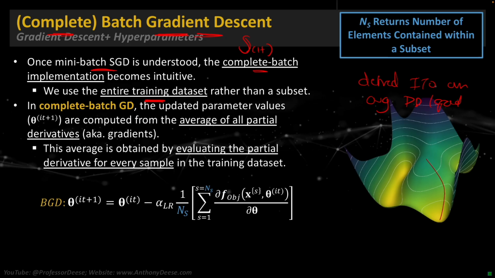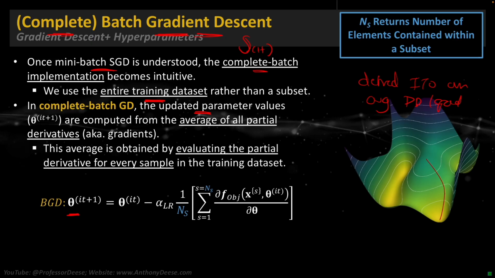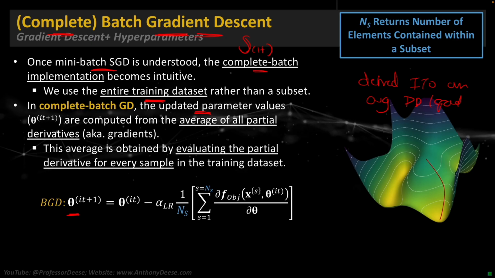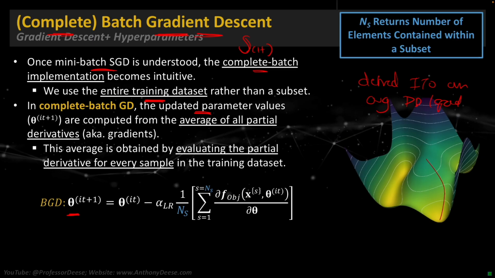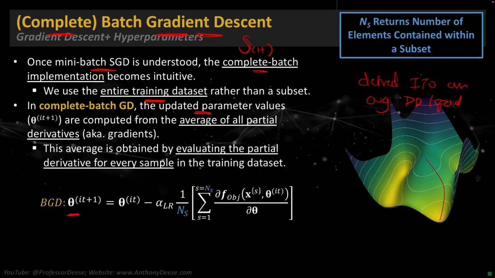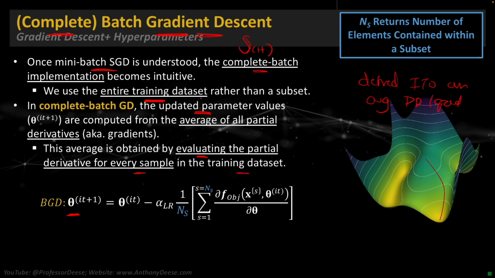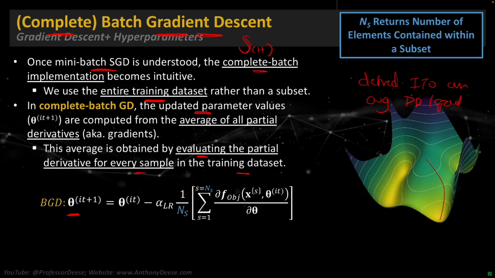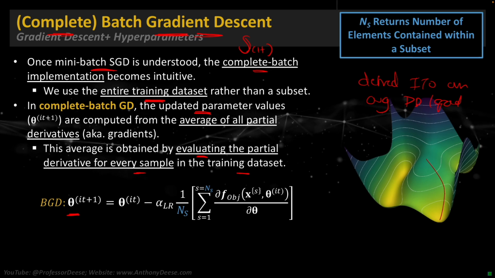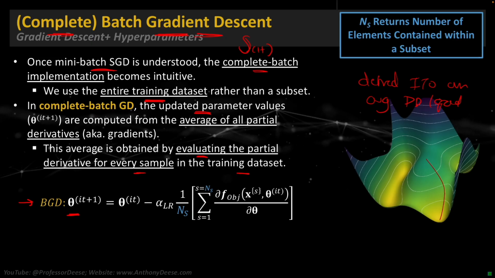For complete batch gradient descent, the updated parameter array, which is still represented as theta superscript it plus 1, is calculated or defined in terms of an average partial derivative or an average gradient. This average is obtained by evaluating the partial derivative for every sample in the training data set. This contrasts the previous page where we just used some of the samples from the training data set. So let's take a closer look at this expression. We'll see that the form closely mirrors that from the previous 2 pages.